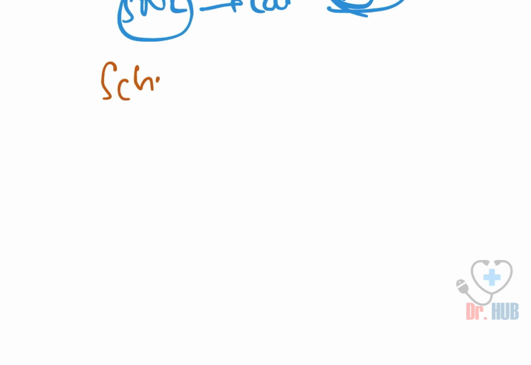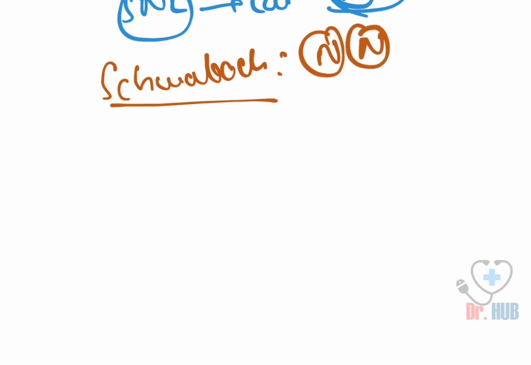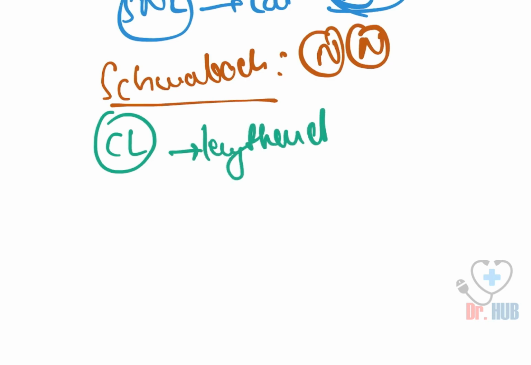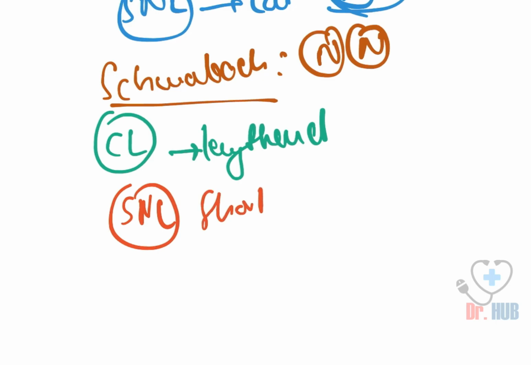Next we look at the Schwabach's test. In case of the Schwabach's test, it is normal in the normal ear, and in case of the conductive loss, it is lengthened. In case of the sensory neural loss, it is shortened.